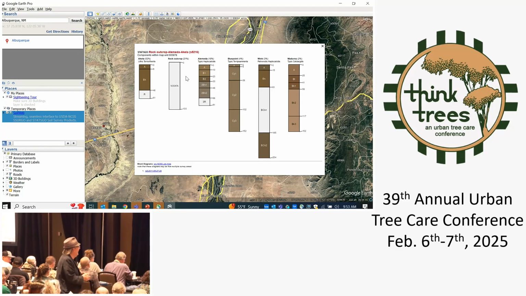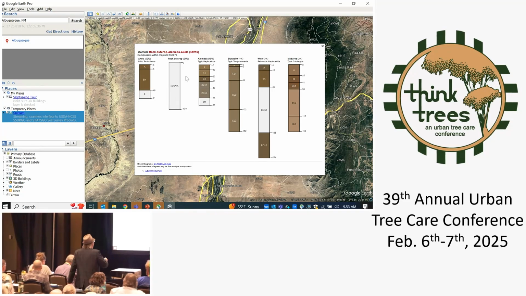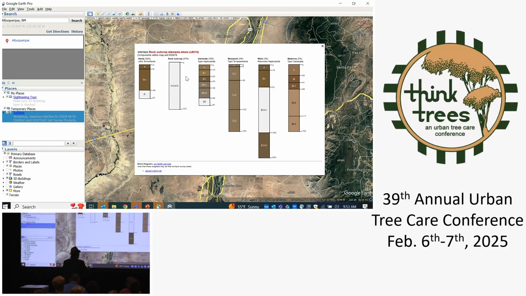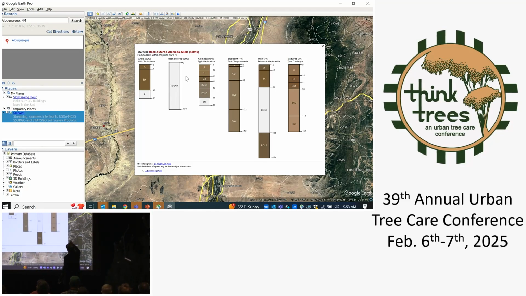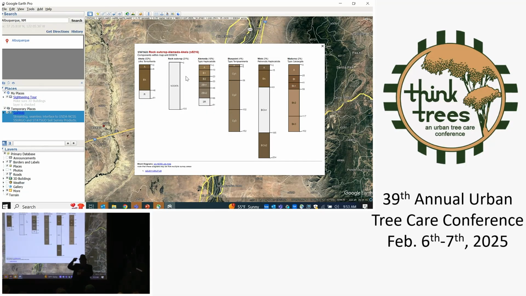Okay. And there's a typic Calciargid. It's an aridisol that has a clay layer. See the Bt, that means clay. Why is there clay below ground a little bit? Because water washes down, dissolves out, and it reprecipitates at a lower level. So usually you get clayier soils a little below the A horizon.